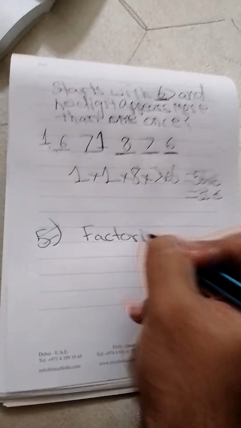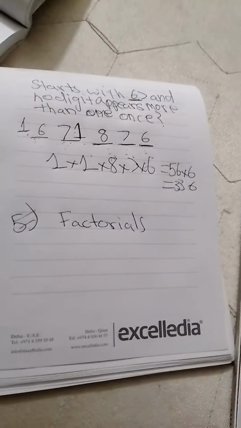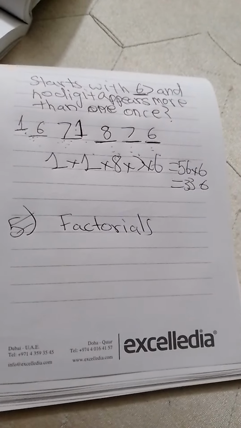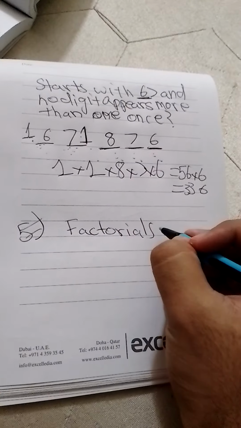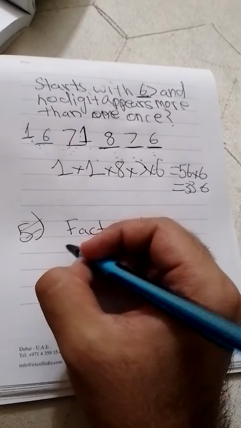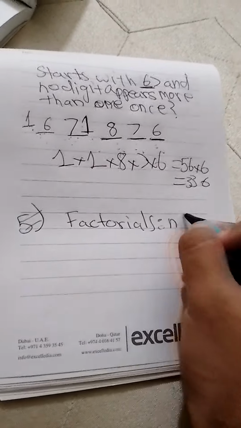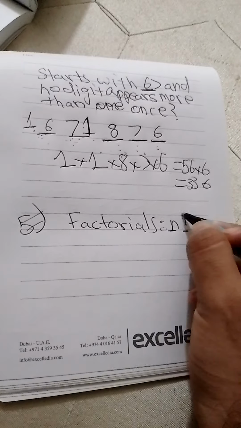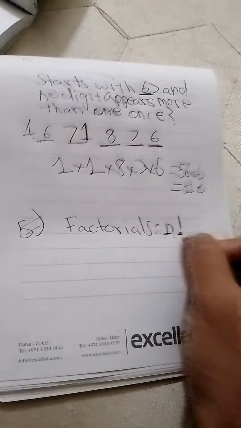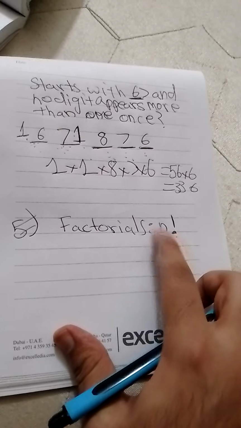Now factorials are nothing but products of progressively decreasing numbers. The multiplication process starts from any positive number. Factorials are represented by the symbol n factorial, where n is any positive number, and this exclamation mark represents that it's a product of progressively decreasing numbers. Each number in this multiplication process decreases by 1. Let me give an example.